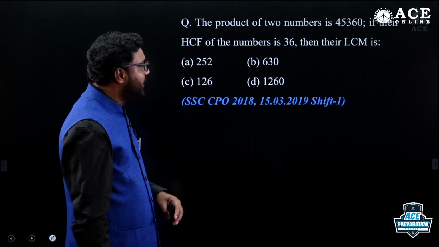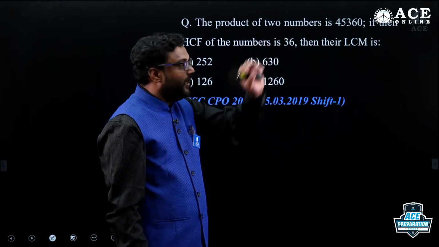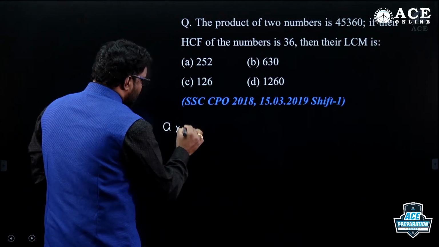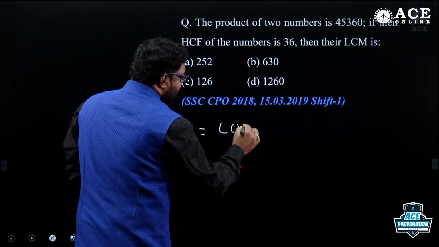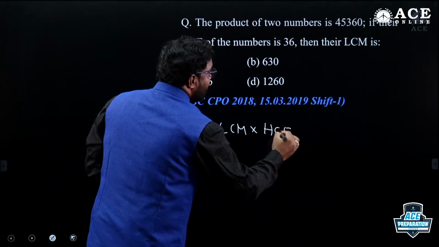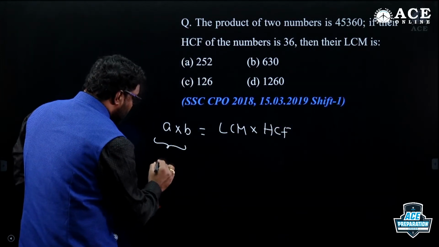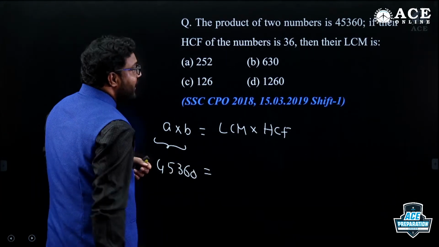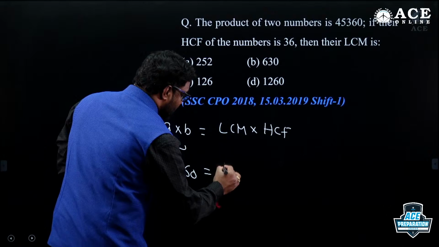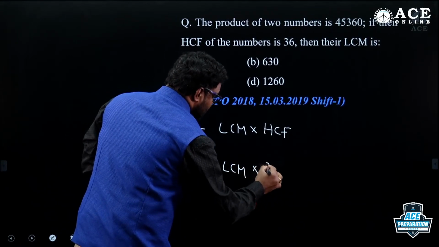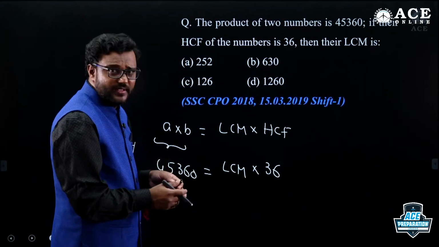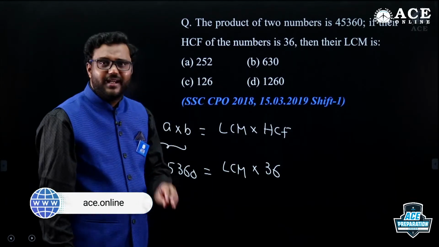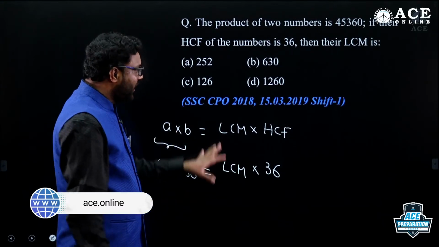This is one of the previous questions in SSC. 2 numbers' product is given, A into B is given, and HCF is given. You should calculate LCM. Now see this, my dear friends. The product of these 2 numbers is 45,360. Okay. LCM you have to calculate. HCF is nothing but 36. Now listen, sir, if we cancel this big term and check what the answer is, it's a waste of time. Don't do that. Okay, don't try to divide all those things.